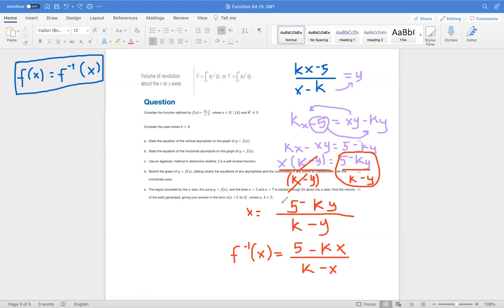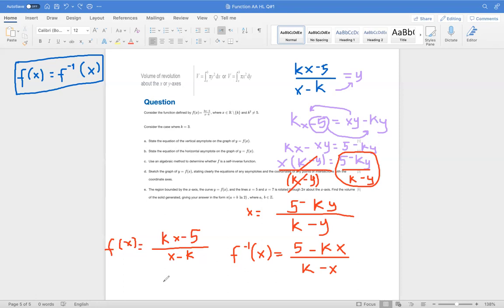So now let's see. Do we have the same function here? What was my f of x? Let's see my f of x. If they are the same, then f is a self-inverse function. So the f of x function is defined as kx minus 5 over x minus k. As you see, both of them have the same denominator form.